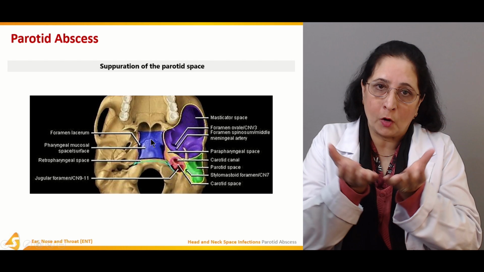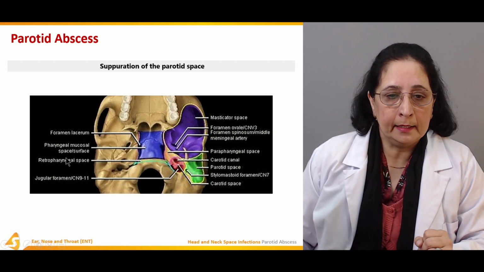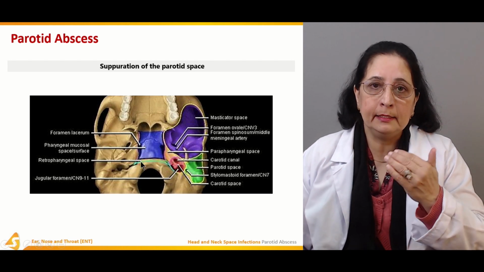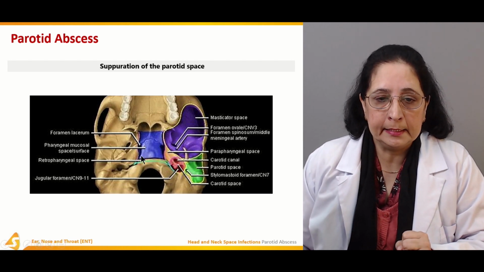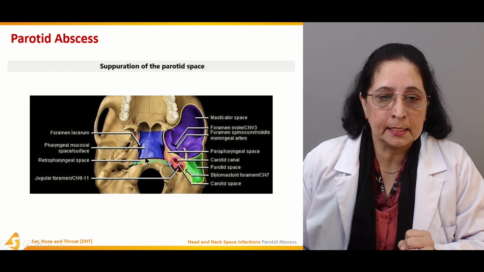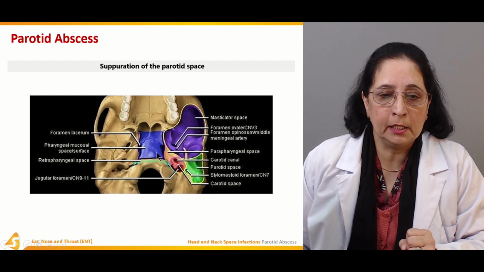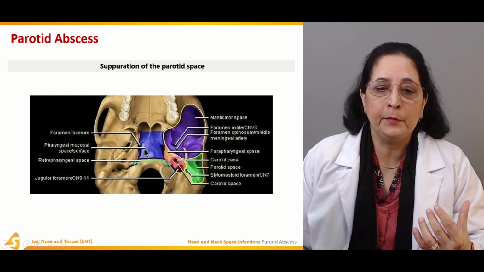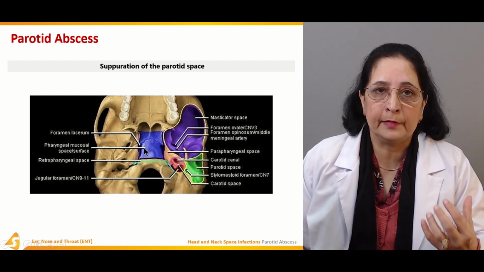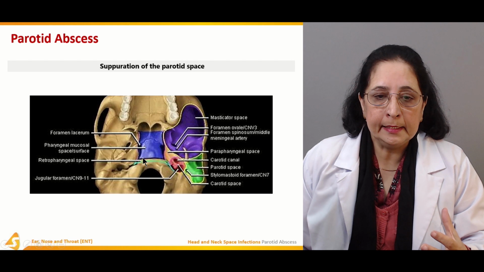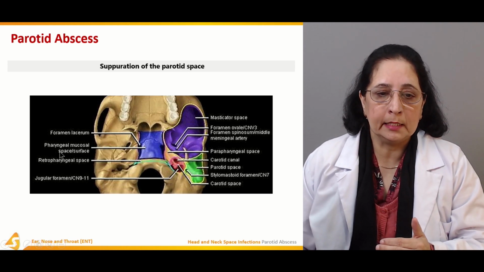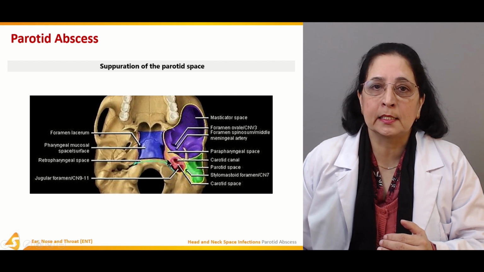Para means around the pharynx. And this is the retropharyngeal space behind the pharynx. So this is the retropharyngeal space, and this is the pharyngeal mucosal surface or space. So if we take this as a pharynx or pharyngeal mucosal surface lining, then this area is behind the pharynx, so it is known as the retropharyngeal space.